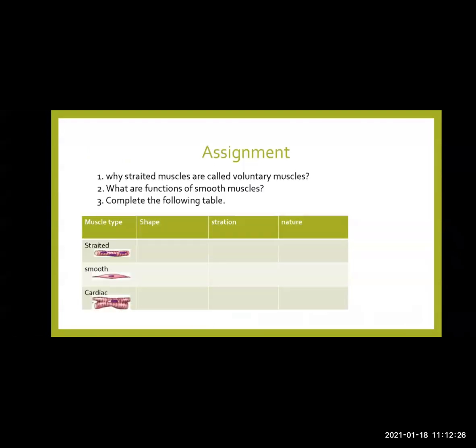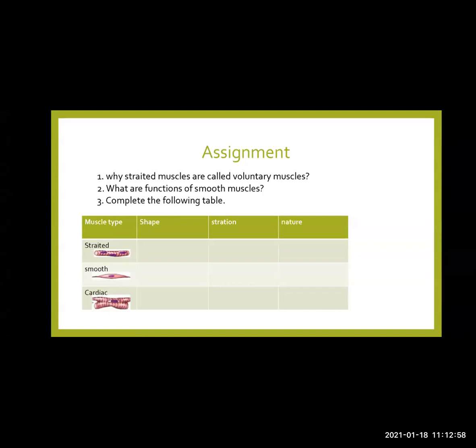Now, let us see the assignment. Why are striated muscles called voluntary muscles? Remember, students, we have discussed that striated muscles are the muscles that are attached to the skeleton. Movement of our skeletal muscle tissue is under the control of our will. Hence, they are known as voluntary muscles.